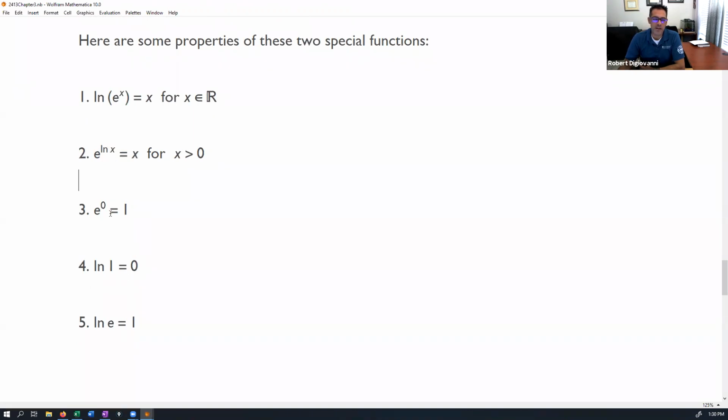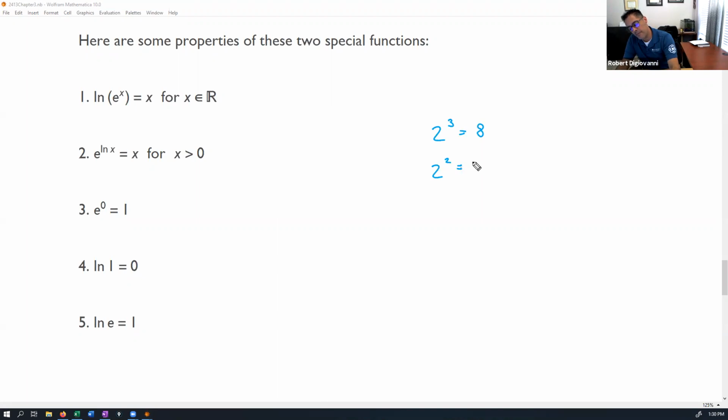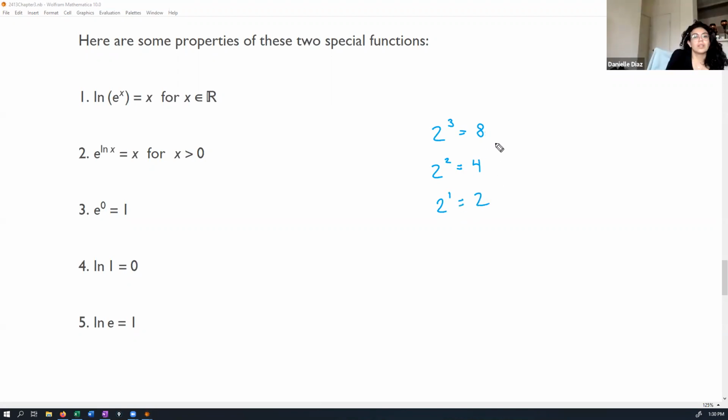I can show you something. It may not convince you, but it might help you. Let's just look at this. What about 2 cubed? That's an 8, right? Okay, let's go 2 squared. What's that? 4. Let's go 2 to the first power. What's that? 2.